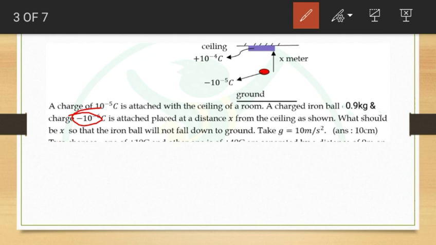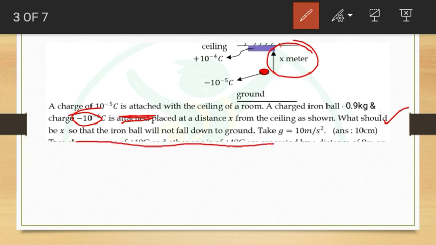It is placed at a distance x meter from the ceiling as shown. Sorry, this is not attached. It has been placed at a distance of x meter from the ceiling, right? Then what should be this x? What should be this x so that the iron ball will not fall down? So we have to adjust this x so that this iron ball will not fall down.